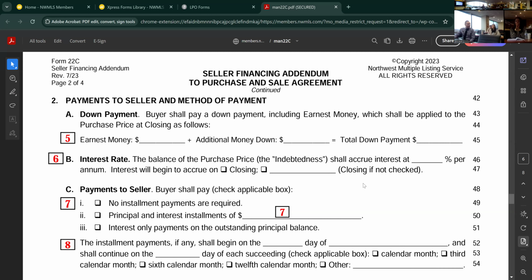But some people charge less, and that's fine. And if the seller owns the property outright and has no mortgages or liens on it at all, they could do that if they wanted to.